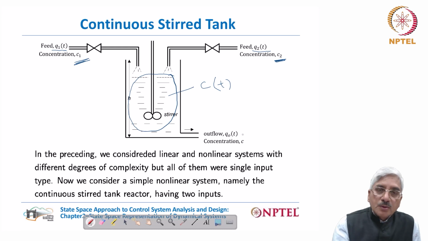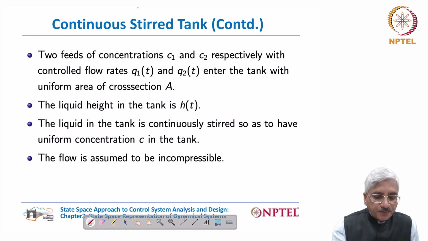And the outflow, going at the rate of Q0, will contain the same concentration Ct. The cross-section area of the tank is uniform, which is capital A, and the instantaneous liquid level in the tank is h. So now we have to develop the mathematical model of this system.